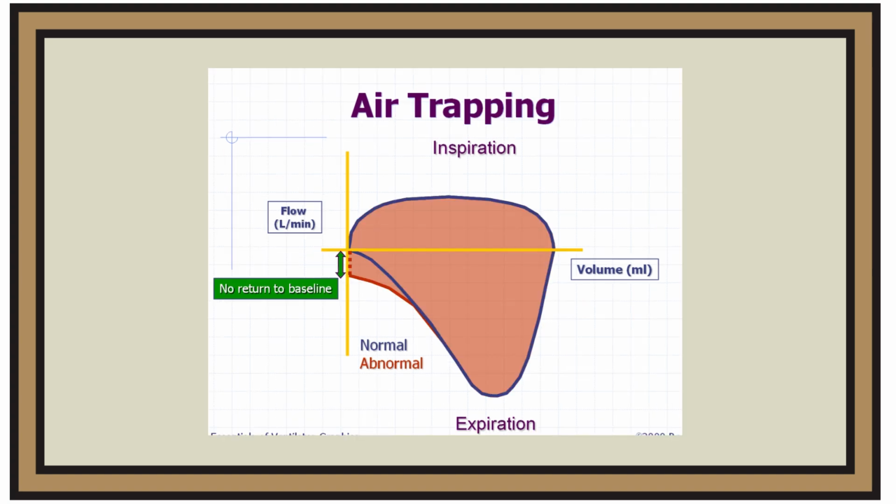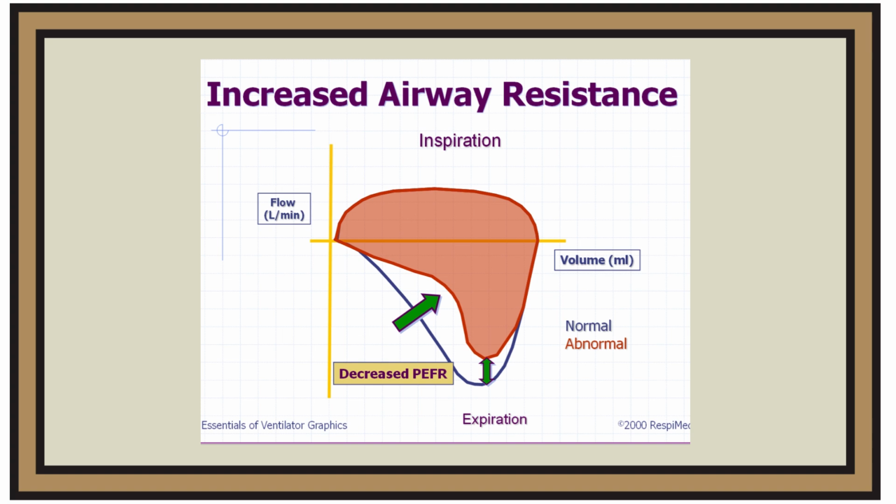In air trapping or auto-PEEP, the flow does not return to zero level. Since the next inspiration must begin from the zero flow level, the tracing jumps abruptly from the trapped level to the zero level and proceeds with the next breath. A continued scooped out appearance and a low peak expiratory flow rate indicate ineffectiveness of the bronchodilator therapy, and this increases airway resistance.